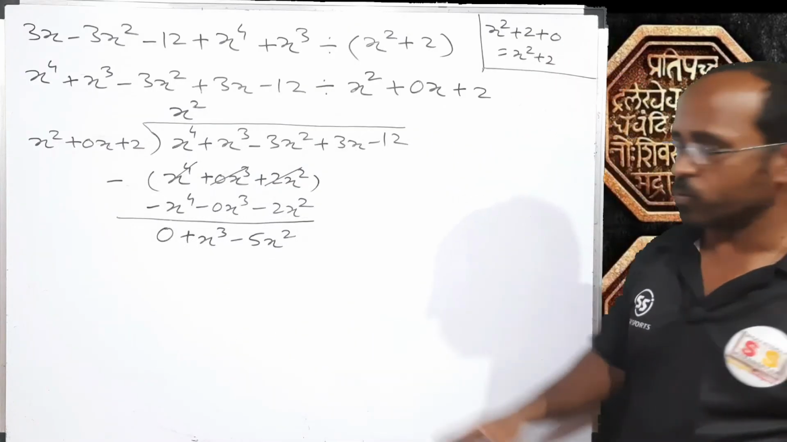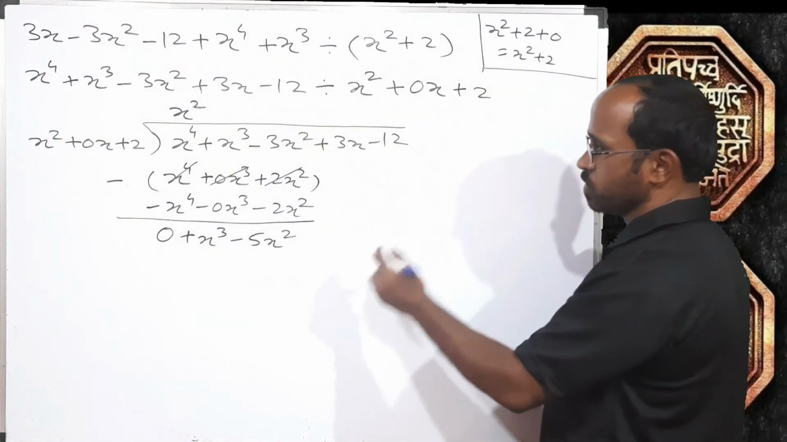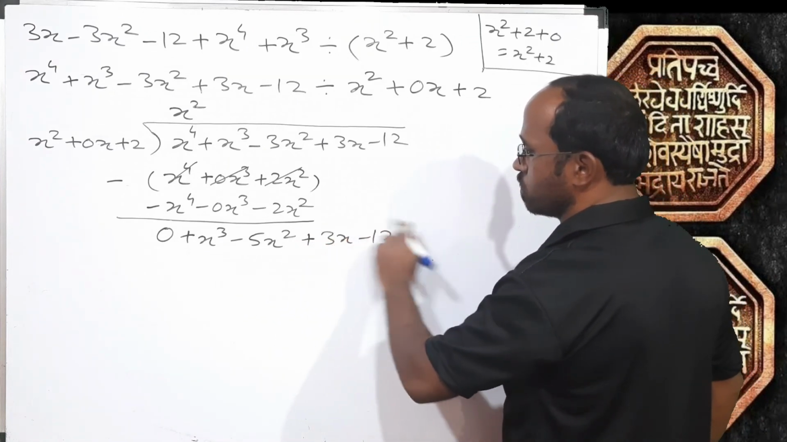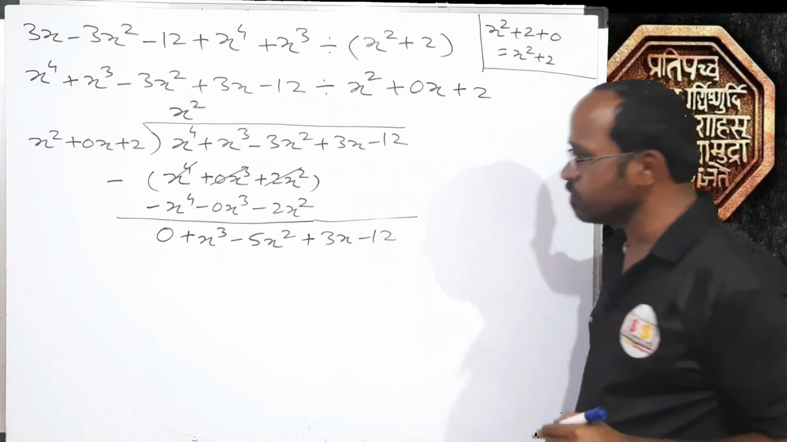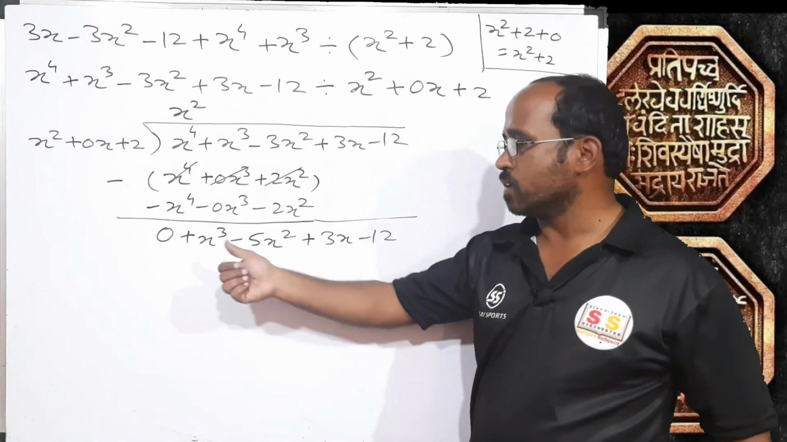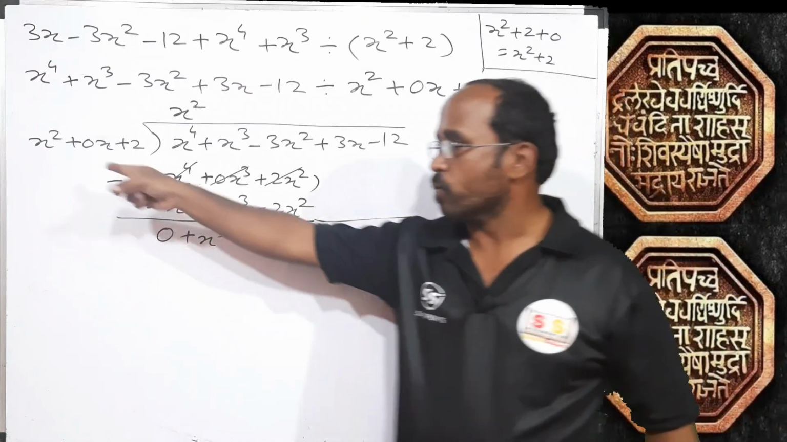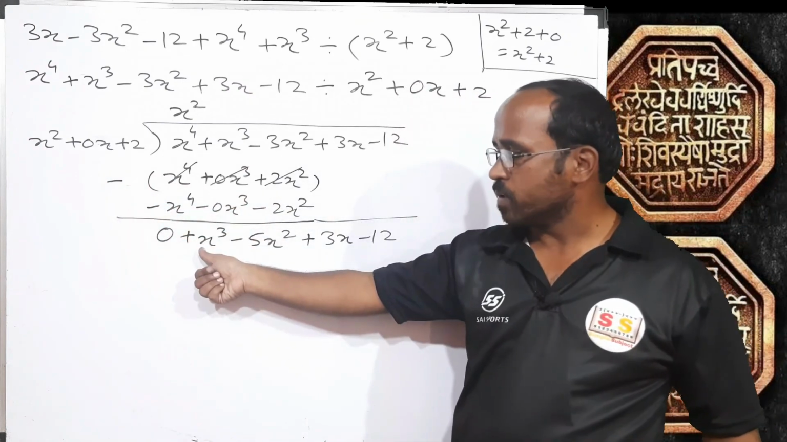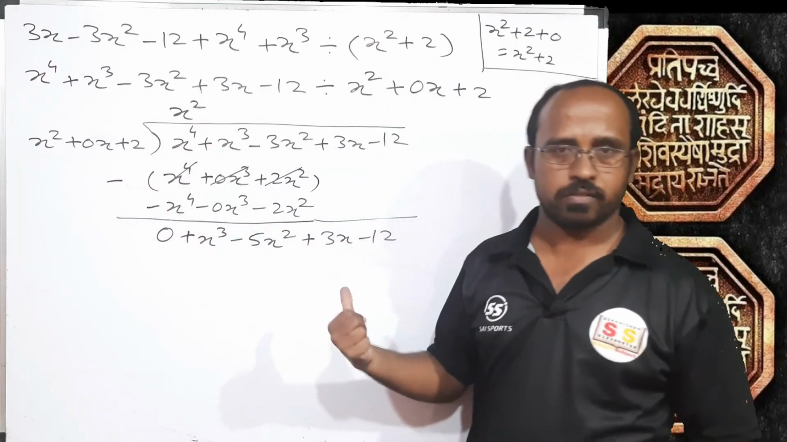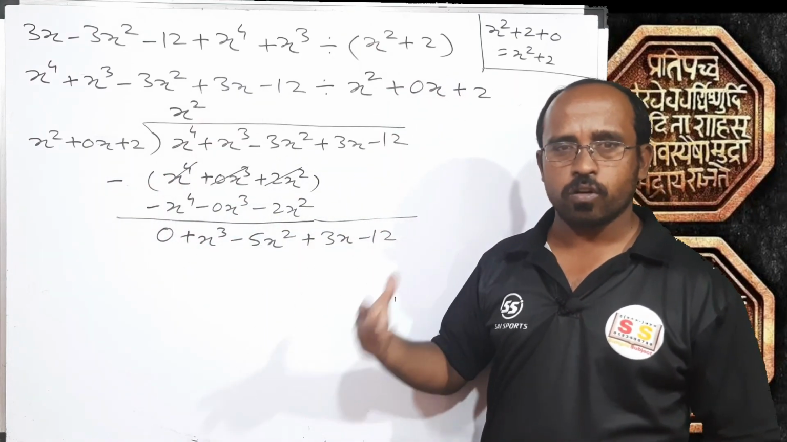Now what we have to do? Just bring down the remaining terms. So the remaining terms are plus 3x minus 12. Brought it down. Again, continue the same process unless and until the degree of this is greater than or equal to the degree of this. The degree of this is 3, the degree of the divisor is 2, it is greater. If it is greater than or equal to, we can divide.